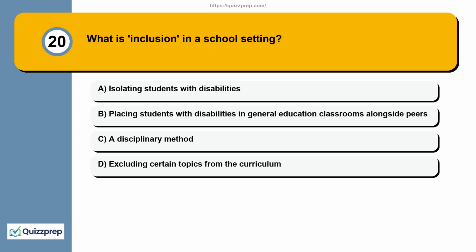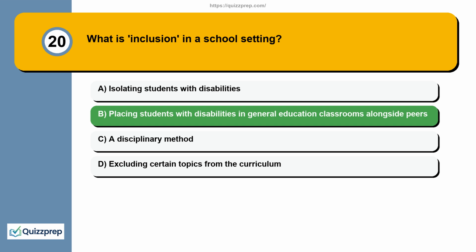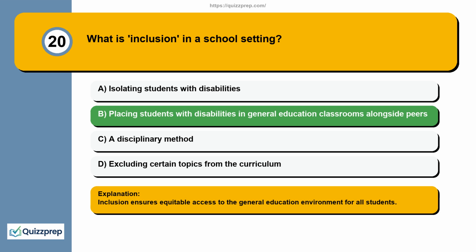Question 20. What is inclusion in a school setting? Here are your options. Option A, isolating students with disabilities. Option B, placing students with disabilities in general education classrooms alongside peers. Option C, a disciplinary method. Option D, excluding certain topics from the curriculum. The correct answer is option B, placing students with disabilities in general education classrooms alongside peers. Explanation. Inclusion ensures equitable access to the general education environment for all students.